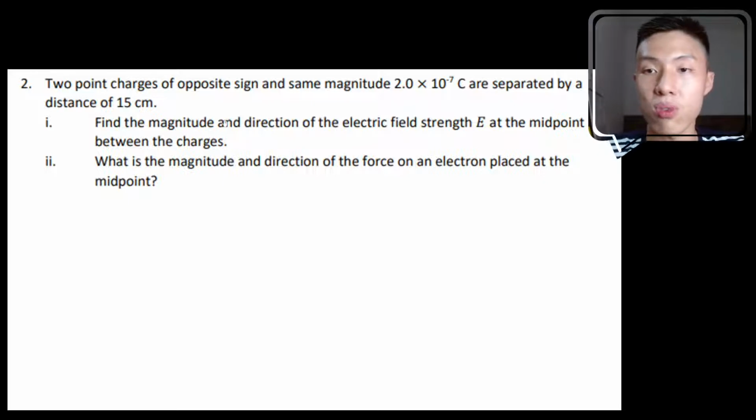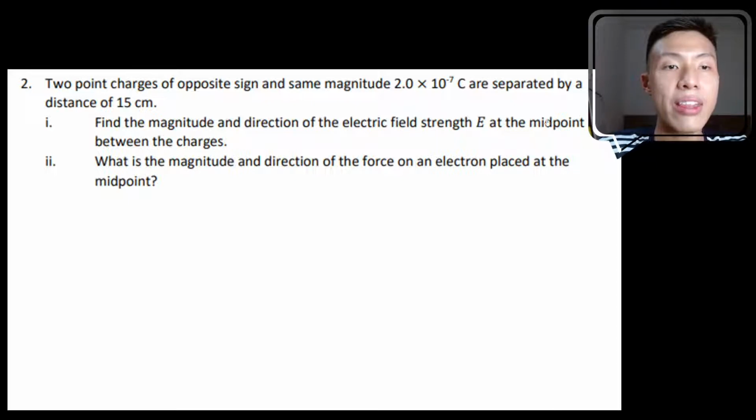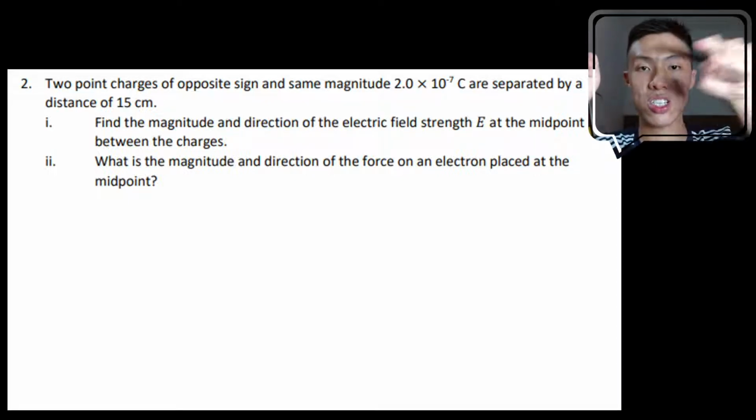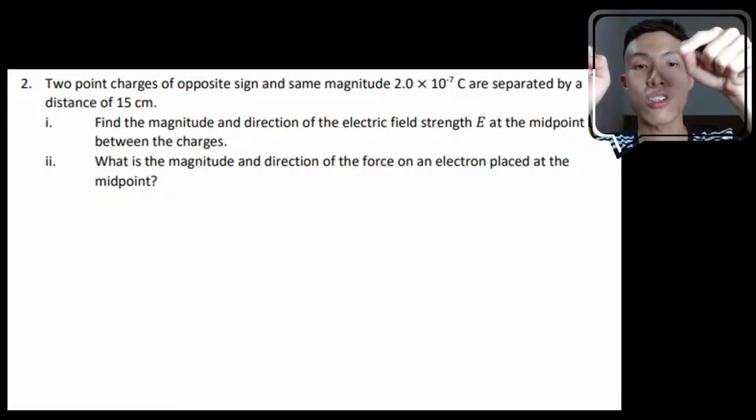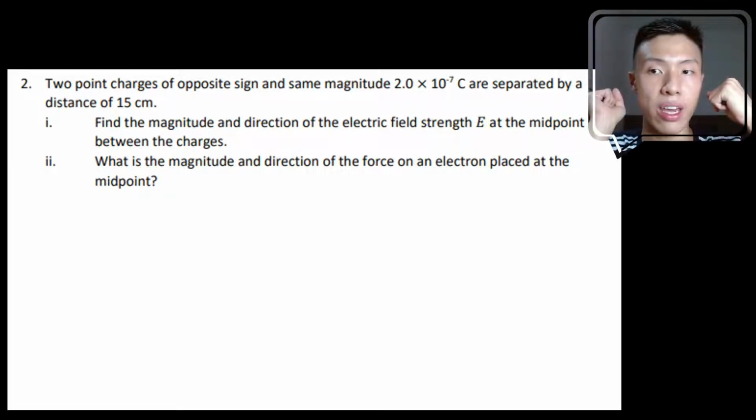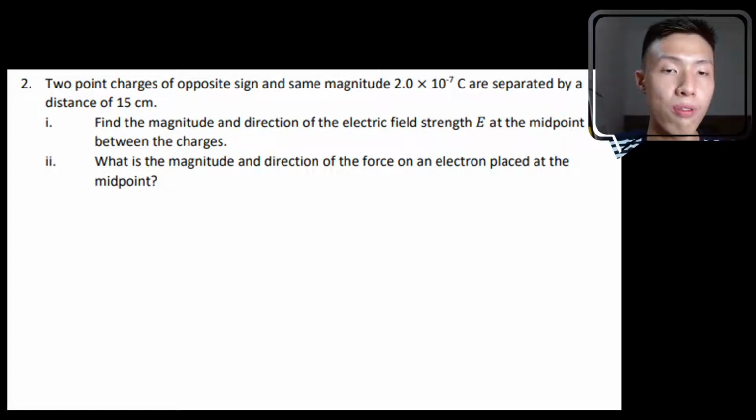If you look at the situation, they ask you to find the magnitude and direction of the electric field strength at the midpoint between the charges. So between the first charge and the second charge, at the midpoint, what is the electric field strength at that position? The second question they ask: what is the magnitude and direction of the force on an electron placed at the midpoint? So if I place an electron at the midpoint, what will be the magnitude and the direction of the force experienced by the electron? That is what the question is asking for.